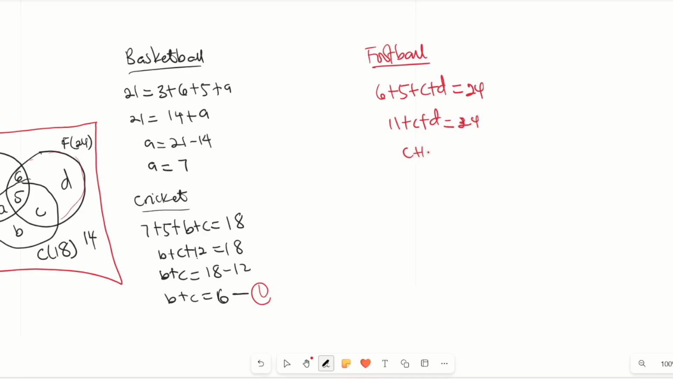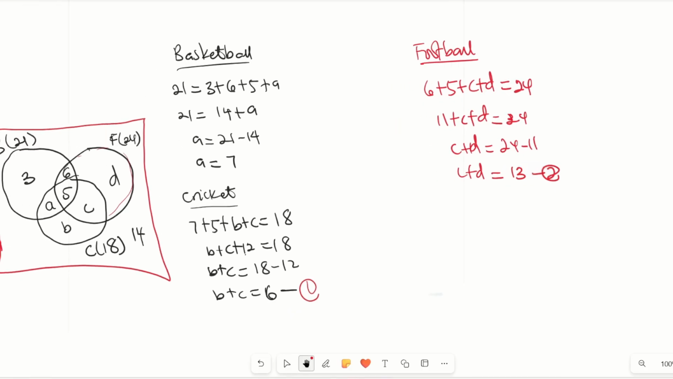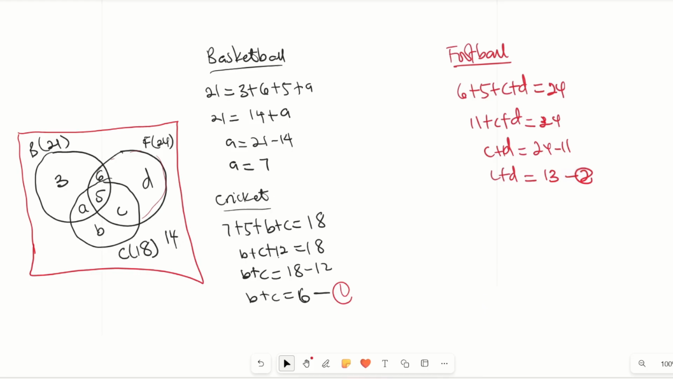So our C plus D will be equal to 24 minus 11. So our C plus D is equal to 13, right? So we can call this equation 2. So now we have two equations, right? We have one equation in terms of B plus C, and then we have another equation in terms of C plus D. So now we need to also get another equation so that we can go through the process of actually trying to solve the second.